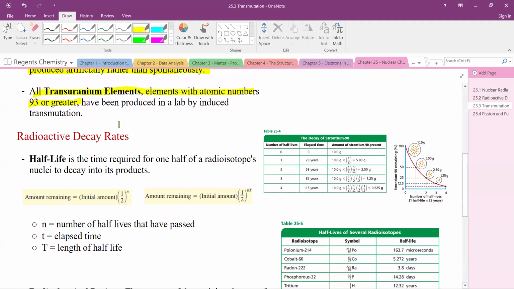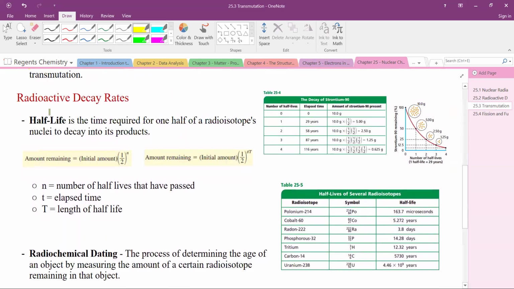But that brings me along to our next topic here, which is all about radioactive decay rates. We want to be able to really understand what these are and start to look at how we solve these problems. And to start, I need to define a half-life, which is the time required for half of a radioisotope's nuclei to decay into its products. Okay, so we have really one formula that we need, but the basic formula is the amount remaining is equal to your initial amount times 1/2 to the power of n, where n is your number of half-lives that have passed. So this is the n that we are referring to here.